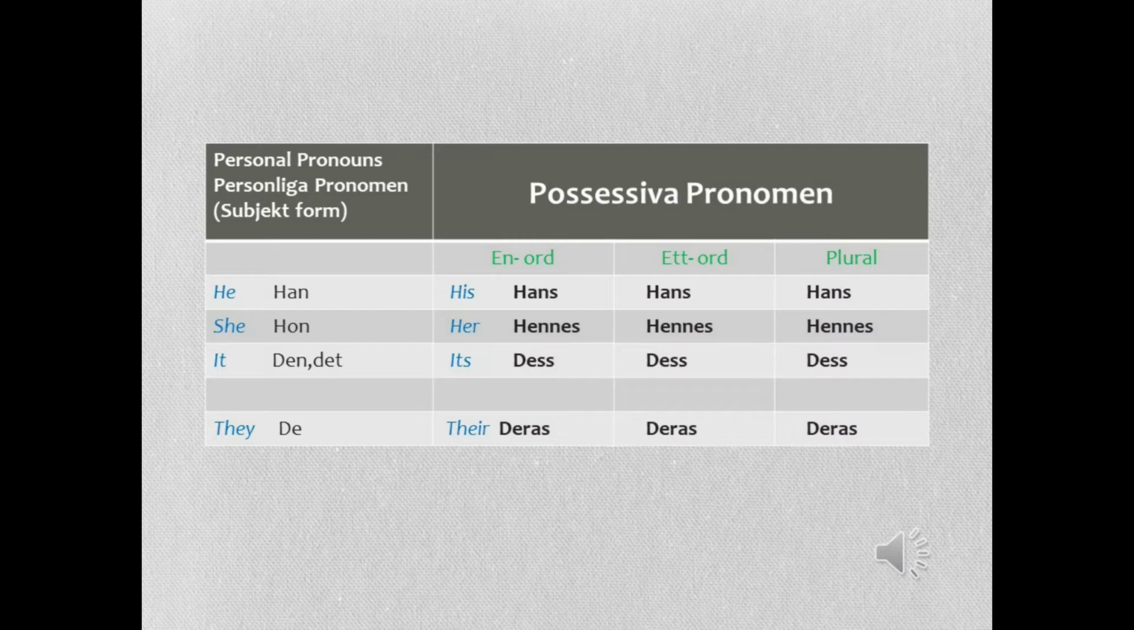Next, it, den, det. The possessive pronoun of it is its. In Swedish, des. Next, they, dom. The possessive pronoun of they is their. In Swedish, deras.